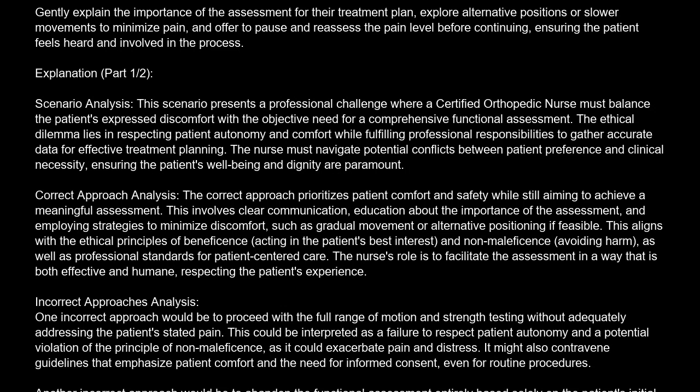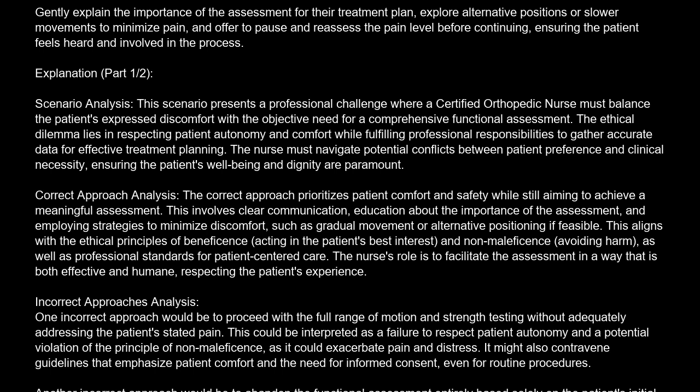The correct answer is D. Gently explain the importance of the assessment for their treatment plan, explore alternative positions or slower movements to minimize pain, and offer to pause and reassess the pain level before continuing, ensuring the patient feels heard and involved in the process. Explanation. Scenario analysis.